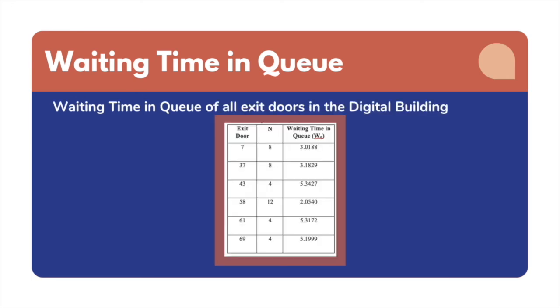So this shows the waiting time in queue of all exit doors in the digital building. So it shows the type of exit door, the capacity of the exit door, and the waiting time in queue obtained.